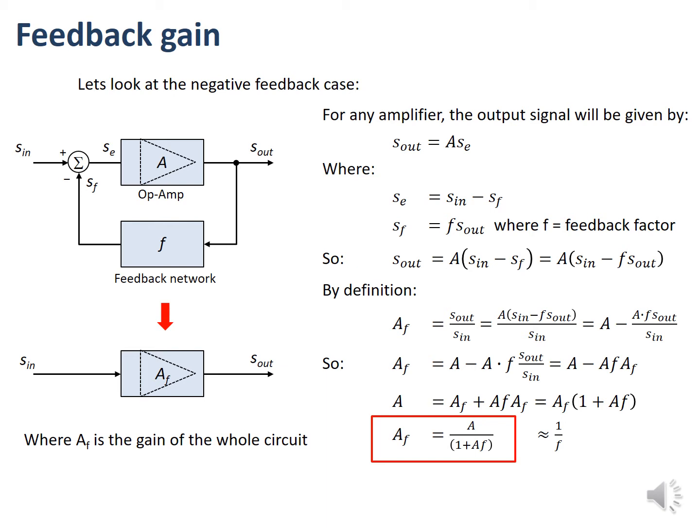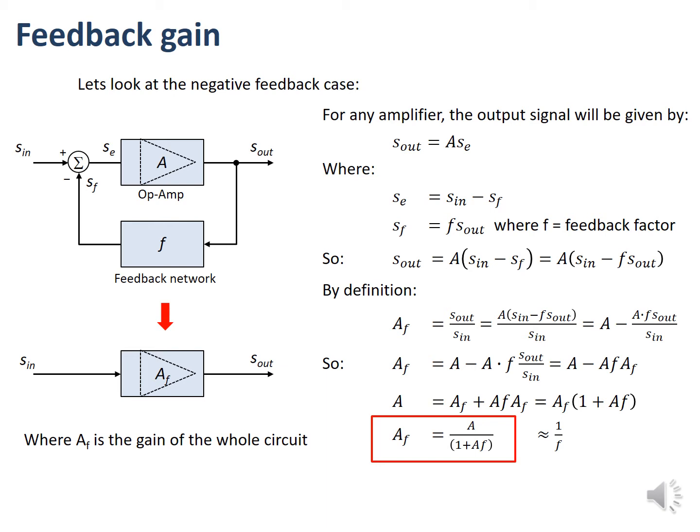Now if I want to work out the gain for the whole circuit, AF, that's S out over S in by definition. I can replace in there, and if I manipulate that maths, I will end up with the formula in the red box at the bottom, that AF, the gain of the whole circuit, is equal to A over 1 plus AF. And in most cases, for most values, that's going to be more or less proportional to 1 over F. So the gain of the op-amp doesn't play much of a role, if any, in the overall gain of the circuit. It's the feedback network which dominates.